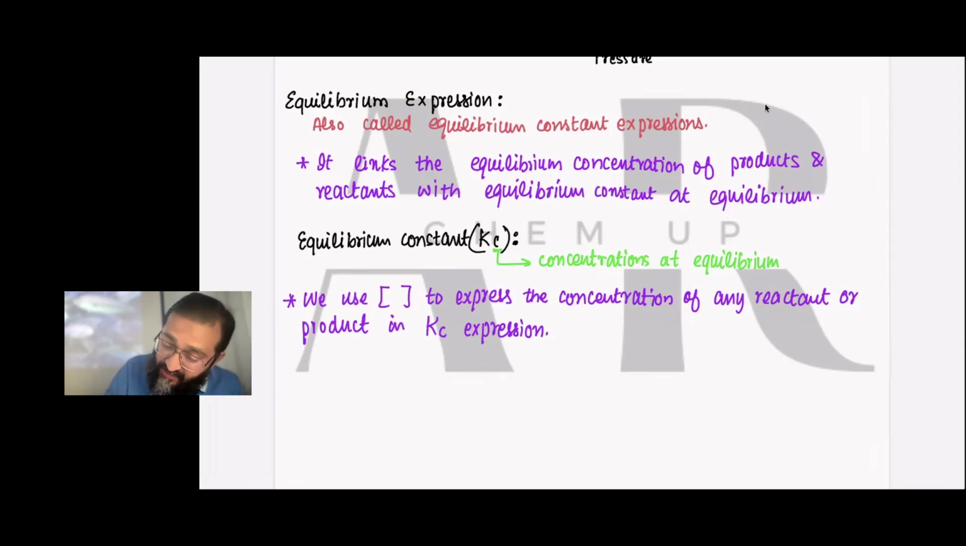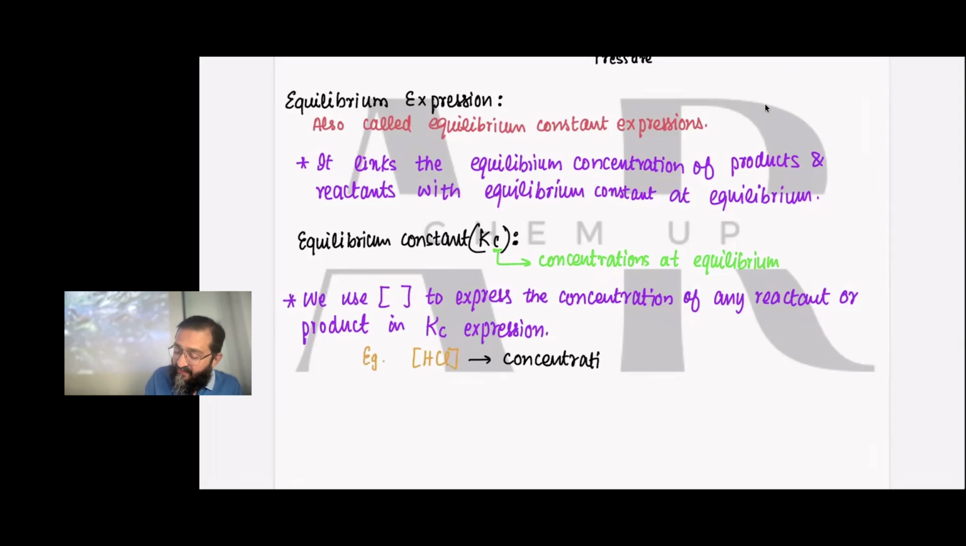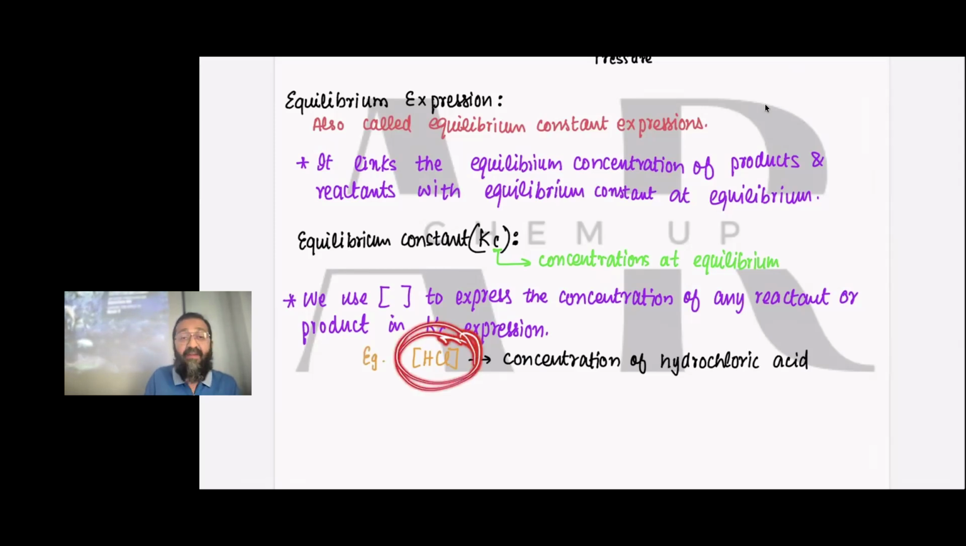For example, if I write HCl in the square bracket, it means I am saying the concentration of hydrochloric acid. Instead of writing the whole phrase, I represent it with this. When I write the mathematical expression for Kc, I just include the formula in the square bracket, which means the concentration of that substance. Is this clear?